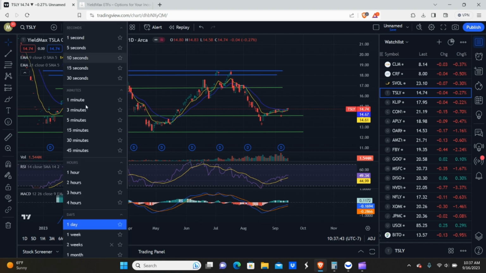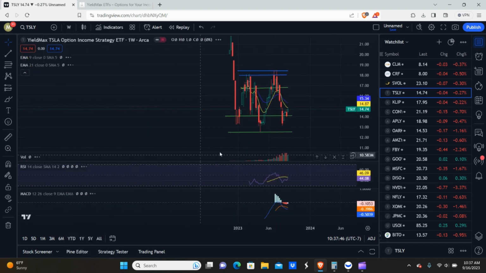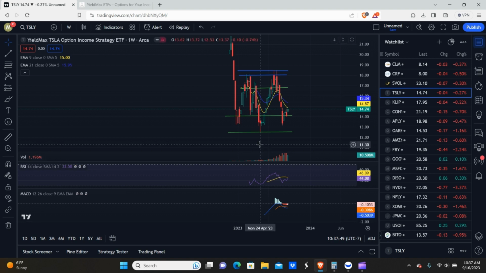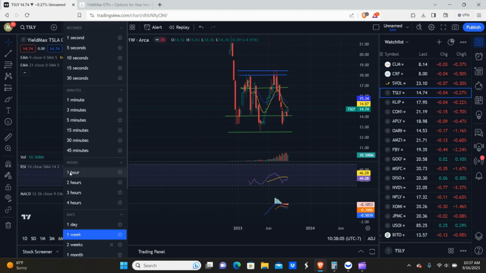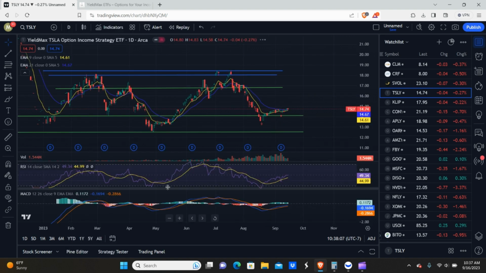Now, the other thing I want to point out before I get heavily into this is the different time frames. As you can see, TSLY is a relatively new fund, so there's not a whole lot of history on the weekly. MACD shows a bearish cross, RSI shows a bearish cross, but the price is bouncing. So we're not really going to use this as a valid means of deciding when to buy and sell. We're instead going to go with the daily because there's more information here.